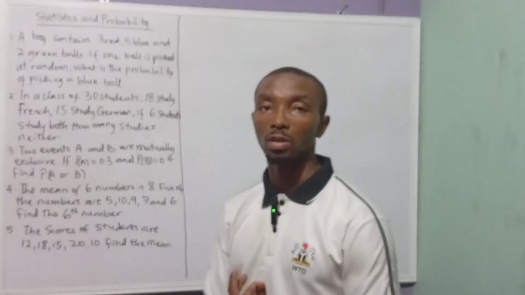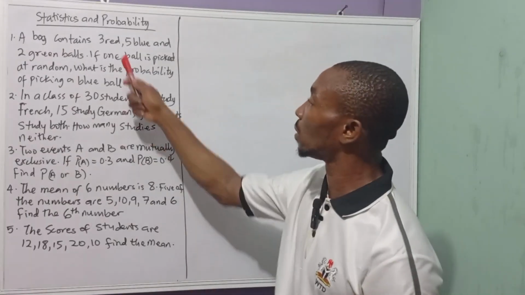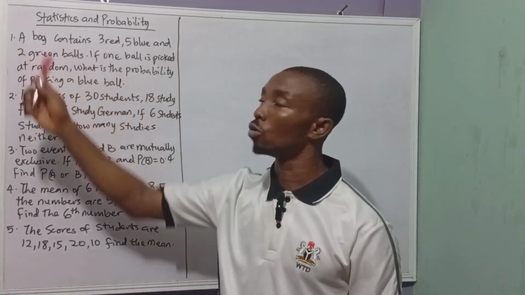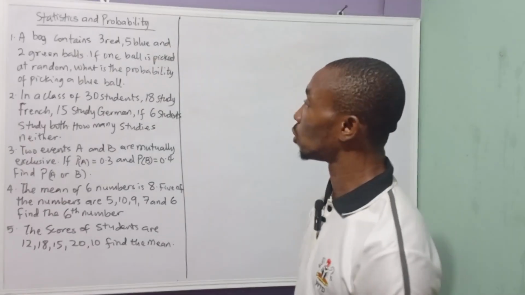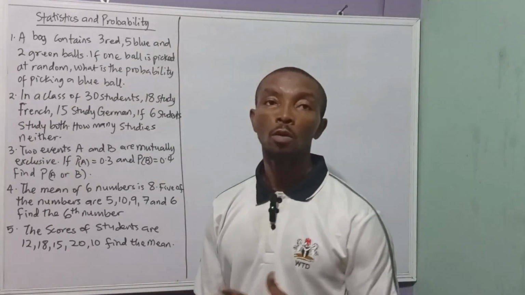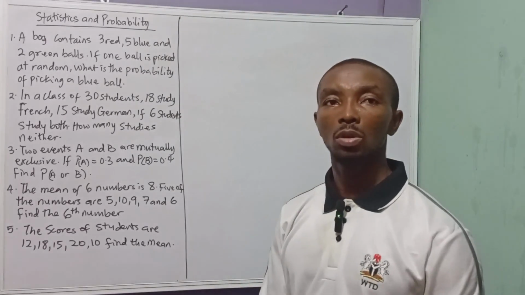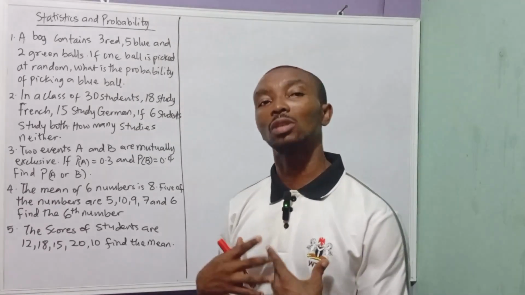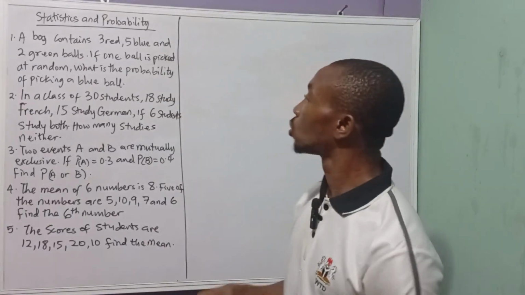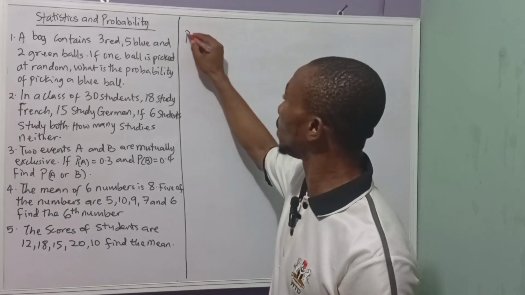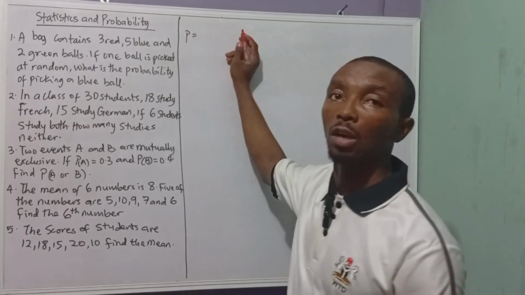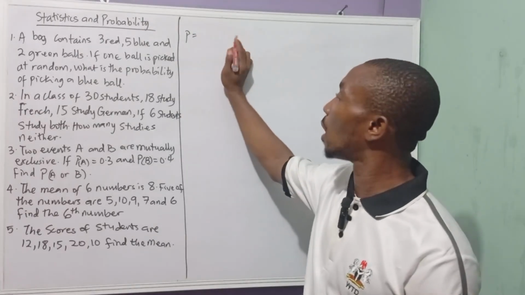Total number of balls in the bag, which will be 3 plus 5 plus 2, which gives us 10. So the probability of picking a blue ball will be the number of blue balls in the bag over the total number of balls. So this gives us the probability of an event is possible outcomes over total outcomes.